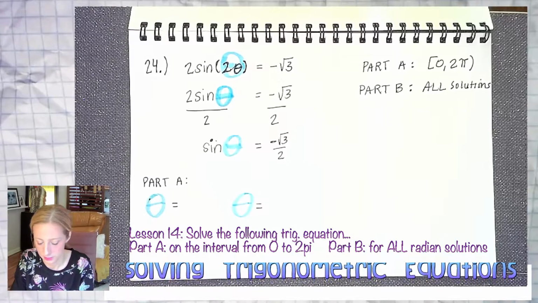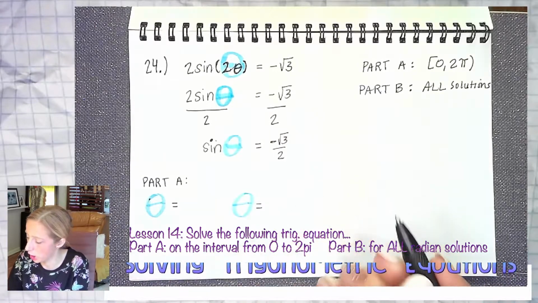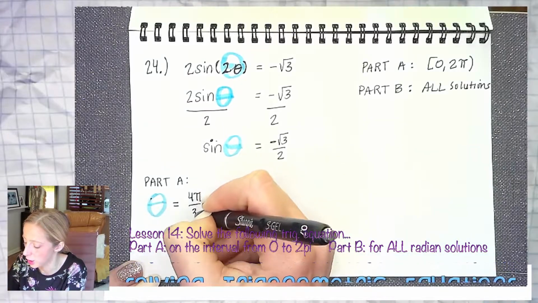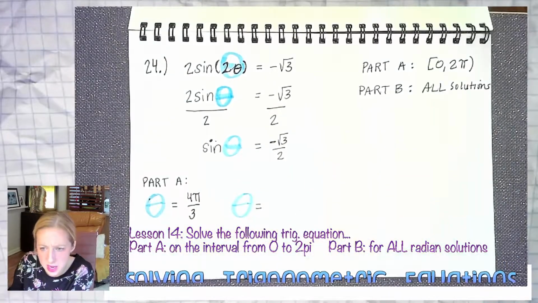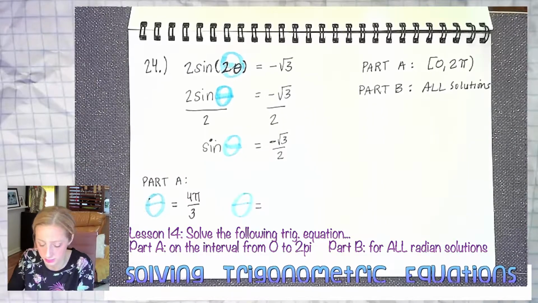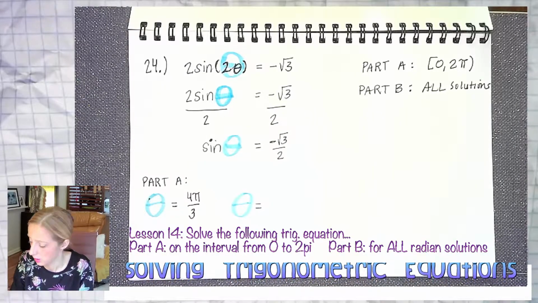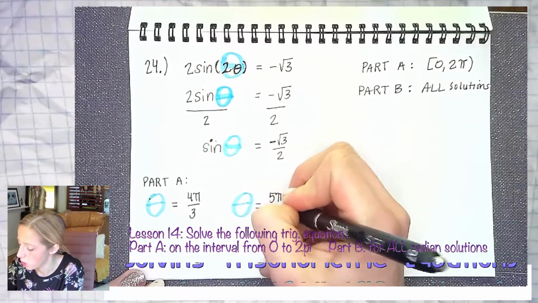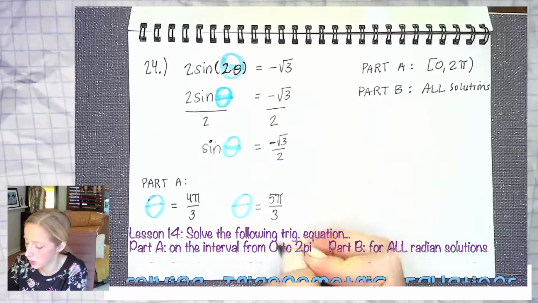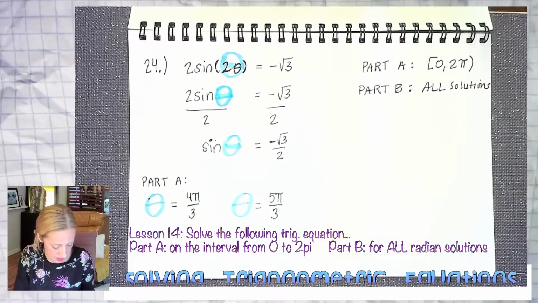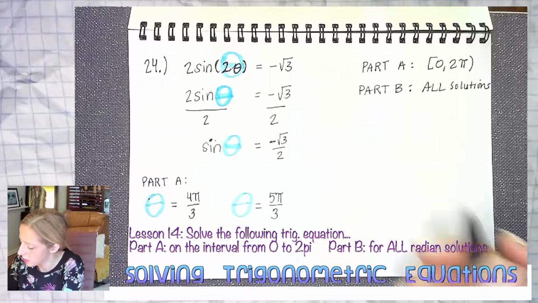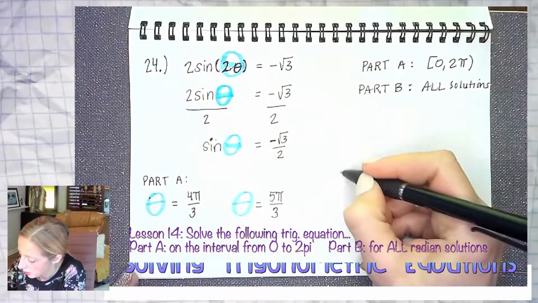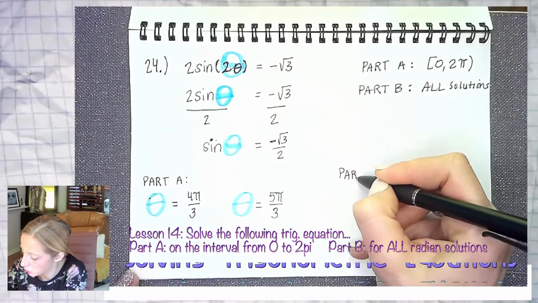4 pi over 3. Yep, that's one answer. That's down in quadrant 3. What's another angle, Sharon? 5 pi over 3. Yep, that's down in quadrant 4. Perfect. So if that were the question, we're just going to wrap this up. So these 2 would be the answer if it was just theta. Go over here, I'm just going to set up part B as well.